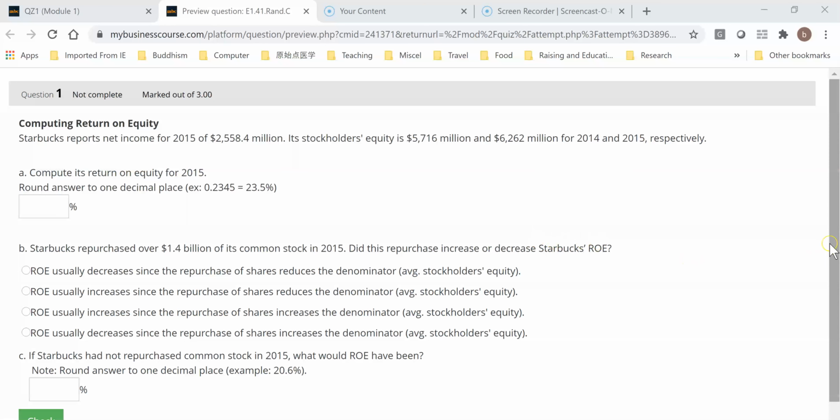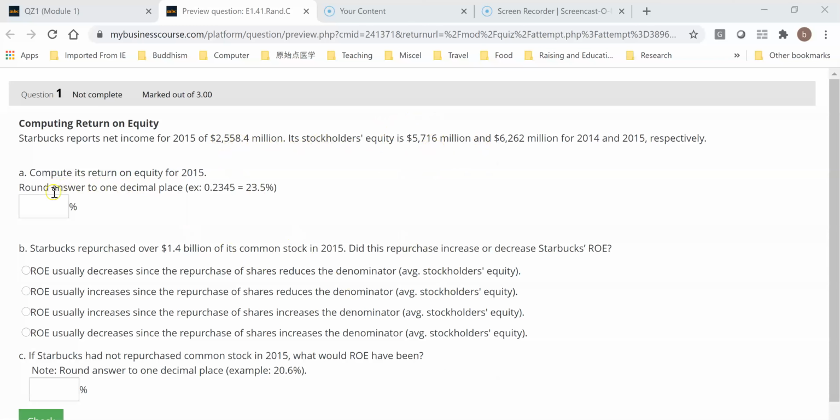This is question number 4 on the quiz 1. Starbucks reports net income for 2015 of this number, and we also are given the stockholders' equity for 2 years. A, compute its return on equity for 2015. Return on equity is simply net income divided by the average level of the stockholders' equity over the 2 years.